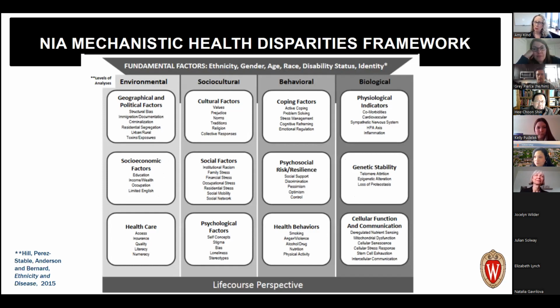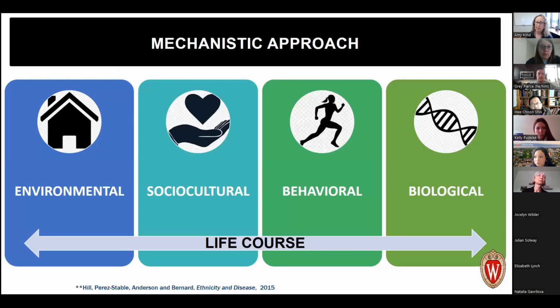So this is one of the oldest frameworks. It was published in 2015 by Carl Hill and colleagues and is still adopted as the cornerstone framework for the National Institute on Aging. Similar types of frameworks, these mechanistic multi-level frameworks, have been adopted by the National Institute on Minority Health and Health Disparities and have disseminated throughout NIH. And what do these things say? Well, ultimately, just to simplify it, to take it down to its core principles, it says that health disparities come about because of a complicated interconnectivity between environmental, sociocultural, behavioral, and biological factors.